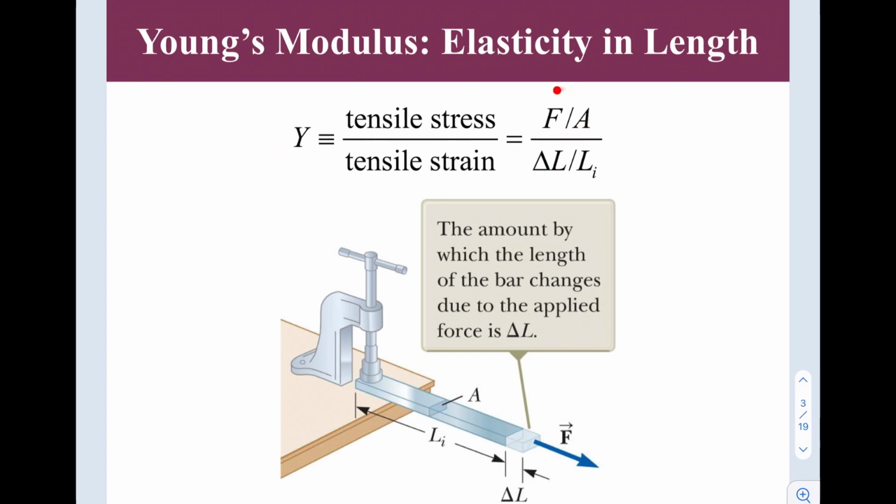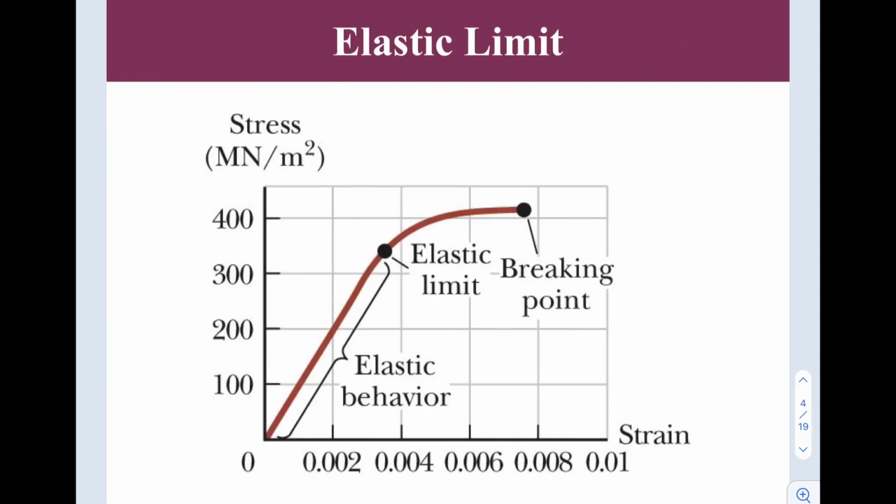You can see here the unit for Young modulus is equivalent to the unit of stress, which is Pascal or Newton per meter square, because the unit of the strain cancels out since it's a ratio of the same units.